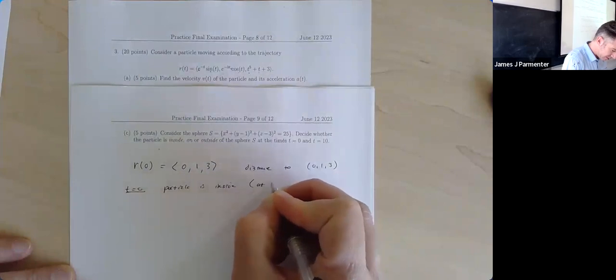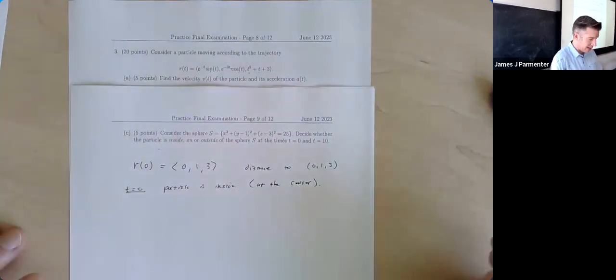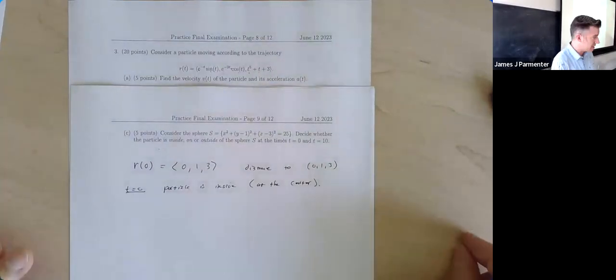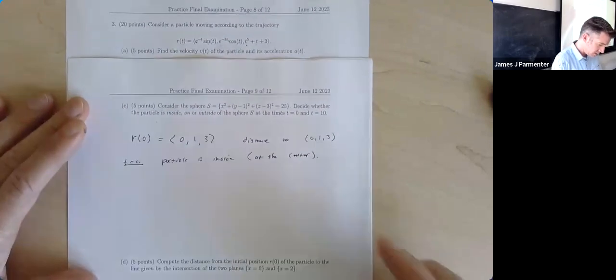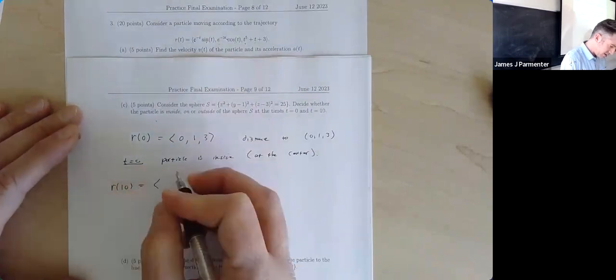It's at the center. My guess would be, because if I was asking this kind of question, I would try to ask it in a way where one of the answers was yes, it was inside, and one of the answers was no, it's not inside. My guess is going to be that the next one's going to not be inside, but let's find out. So r of 10 is going to be gross.